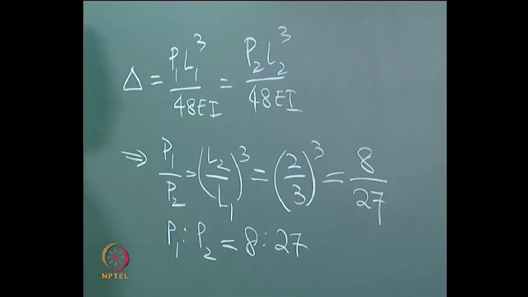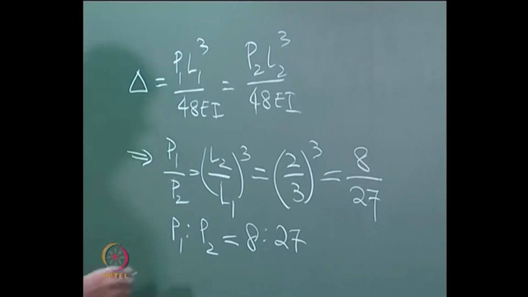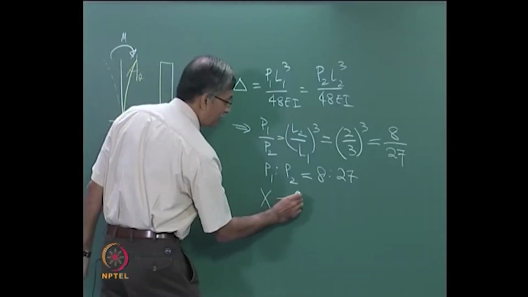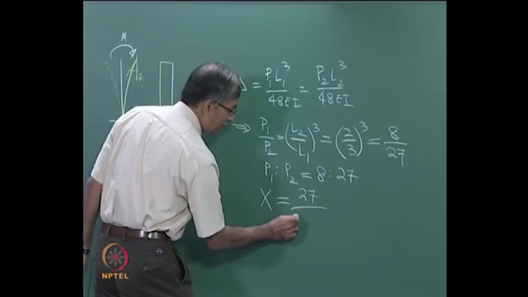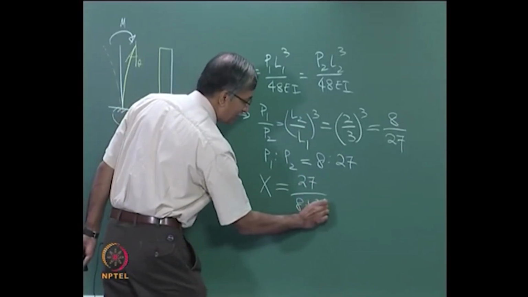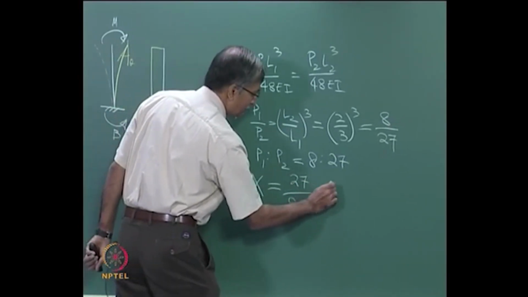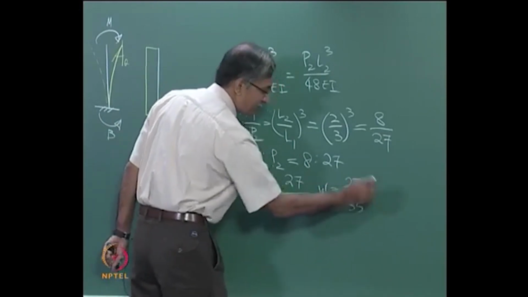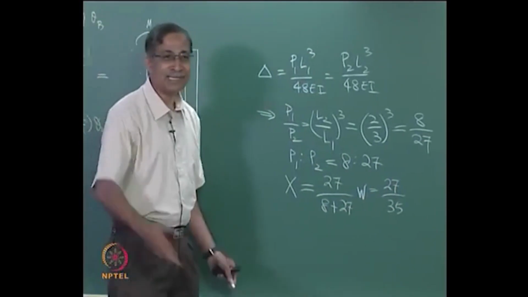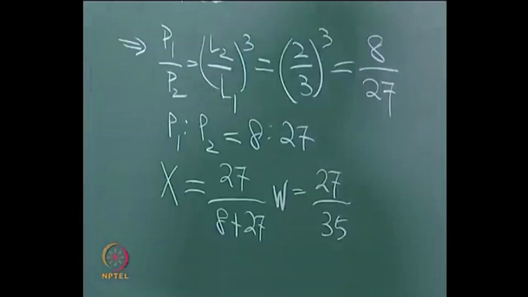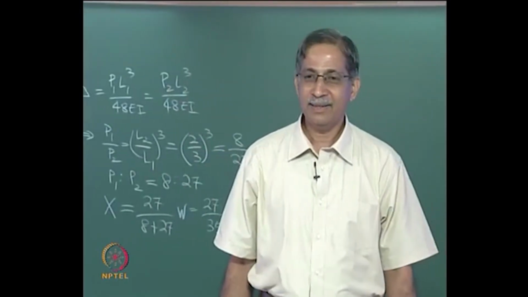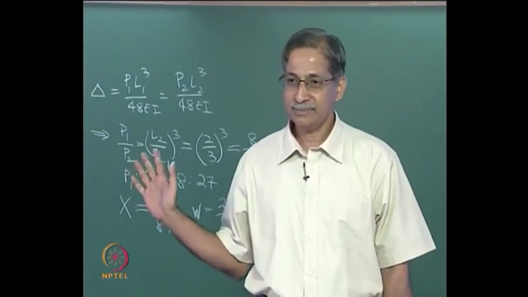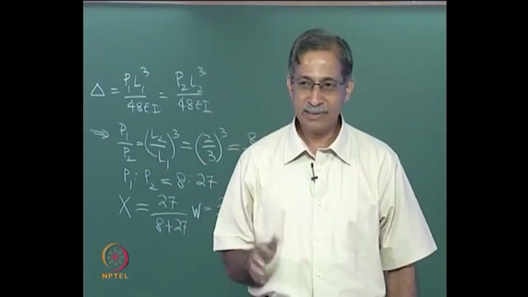So CD is stiffer, so the force going to CD must be 27 divided by (8 plus 27) into W. That is a brilliant solution. So let us give him a hand. John Matthew, get up. Well done, brilliant. How much time does it take? But this is good thinking, good thinking.